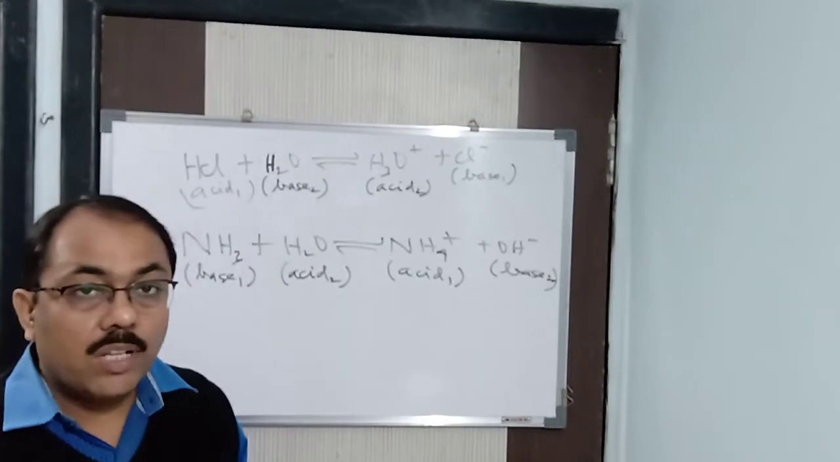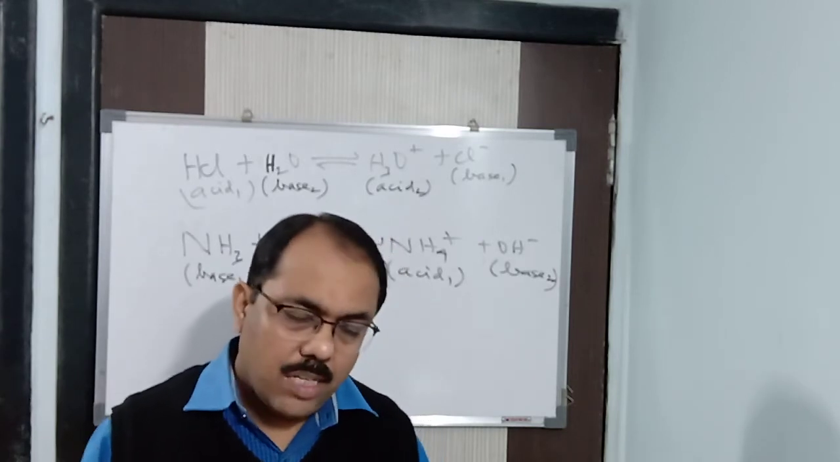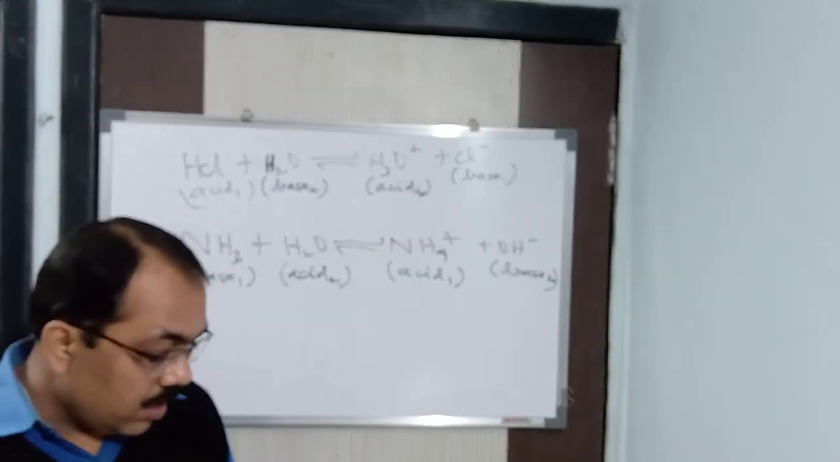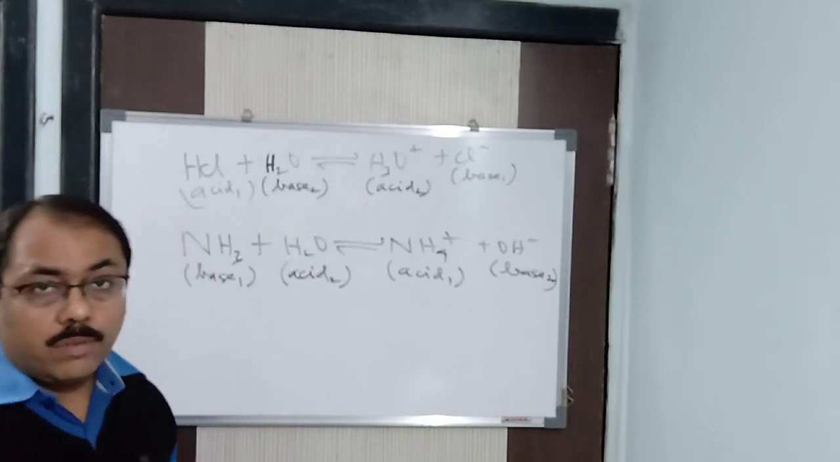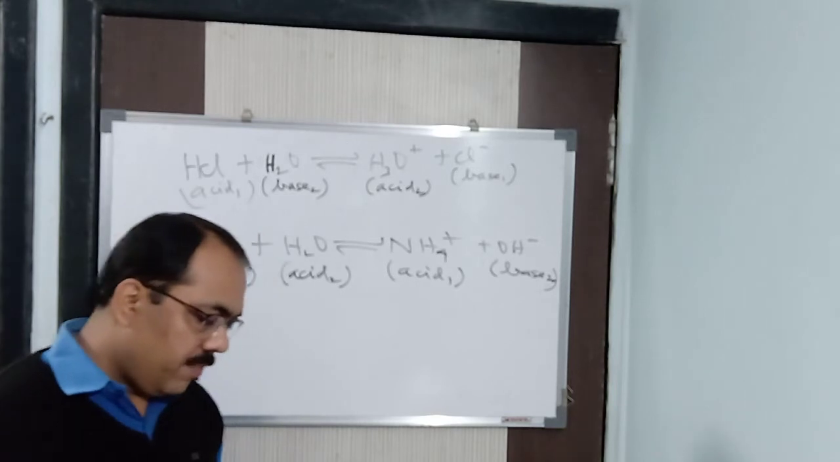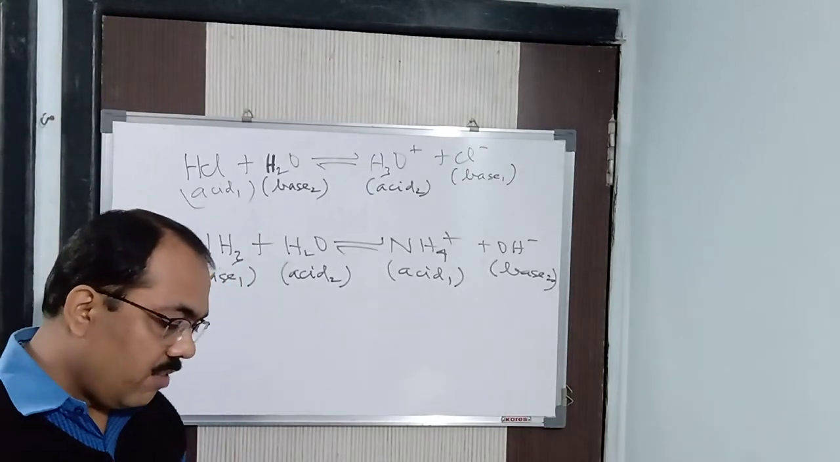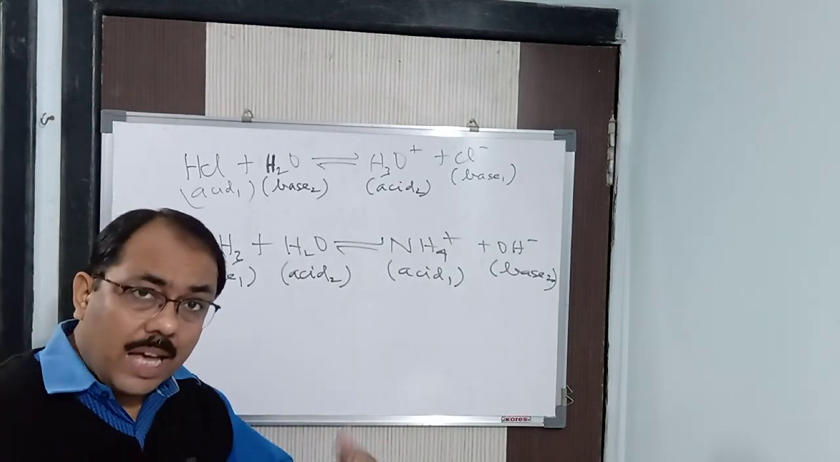This is also one of the drawbacks of Bronsted-Lowry's concept. Bronsted-Lowry said water is amphiprotic, but we know that water is neutral in nature. Water is neither acidic nor basic, it is neutral. Got it? So if you see the advantages, what is the advantage of Bronsted-Lowry's concept over Arrhenius concept?